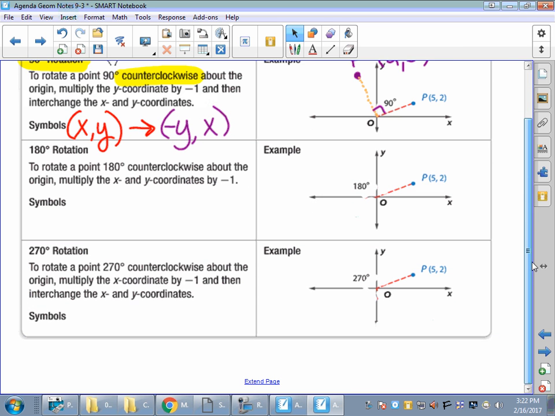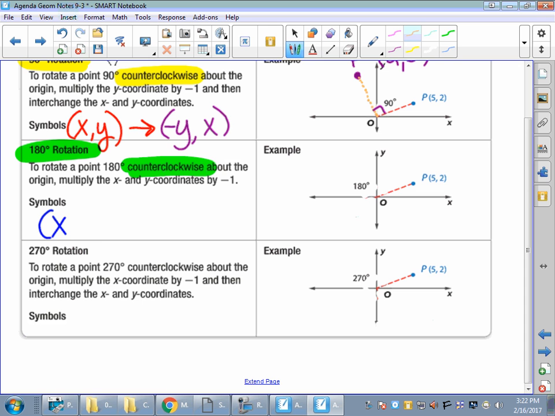180-degree rotation, we've got the same pre-image point P at 5, 2. To rotate your point 180 degrees counterclockwise, multiply the x and the y coordinates by -1. So in other words, your xy ordered pair becomes negative x, negative y. Notice it doesn't say to interchange like it did on the last one. It just says to multiply both of those coordinates by -1.